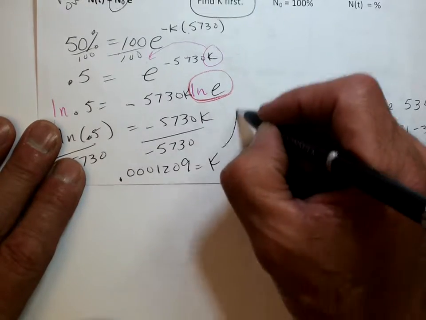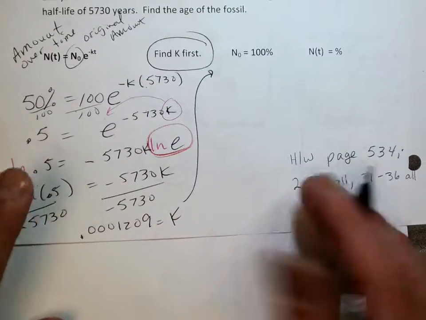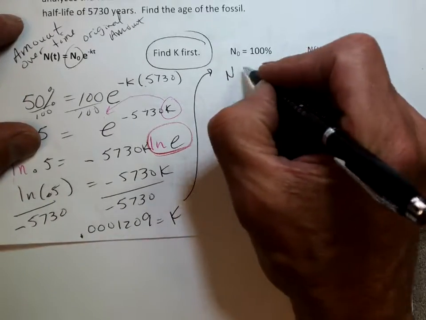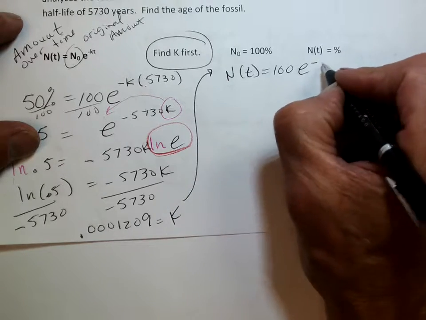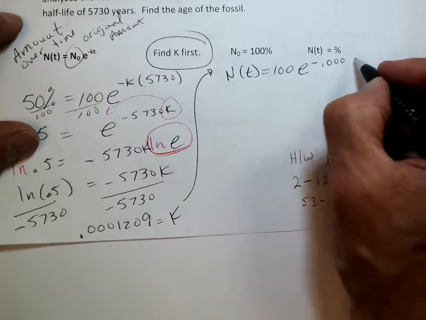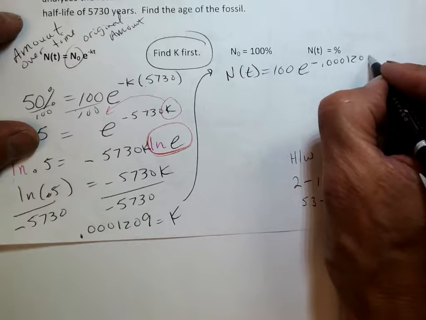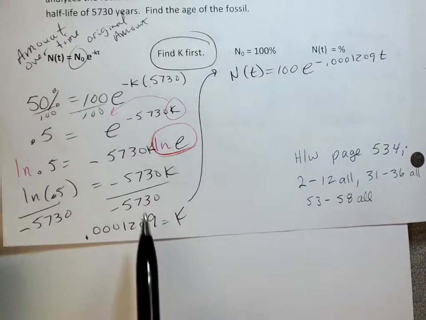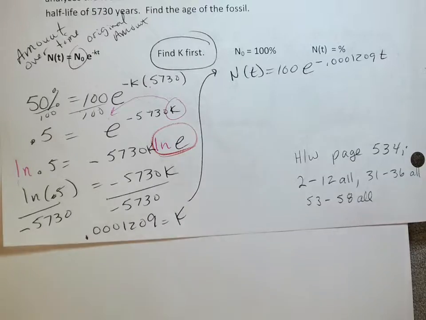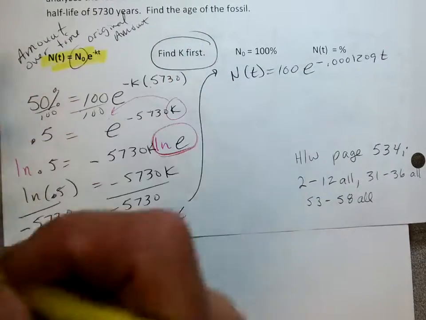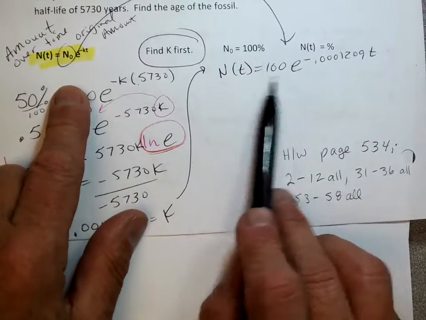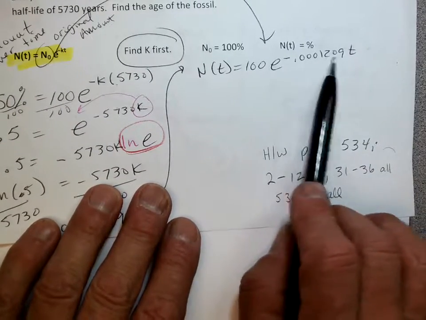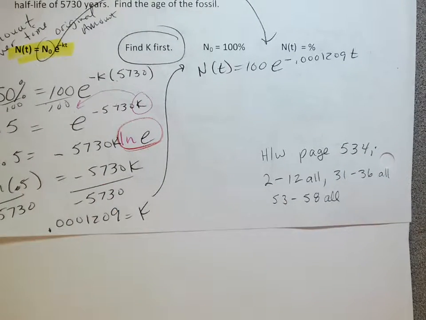Now, let's use that number to make our equation. So let's make our equation for carbon 14, right? So we're going to take and go N of t is equal to 100 e to the negative 0.0001209 t, all right? So I'm going to go ahead and highlight my formula. Here's my formula, okay? And I just put everything in, okay? I know N of 0 is 100, right? I put in my value of k. Now I can use this formula to go ahead and find out how old is this tooth? How old is this bone? Well, let's check it out.